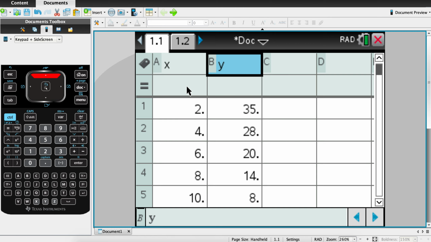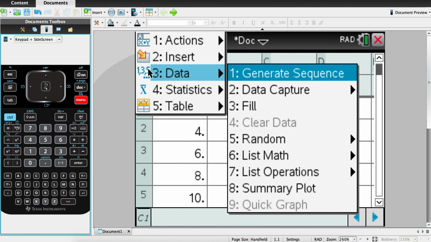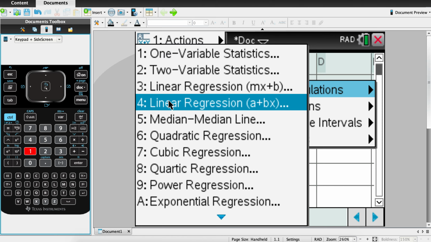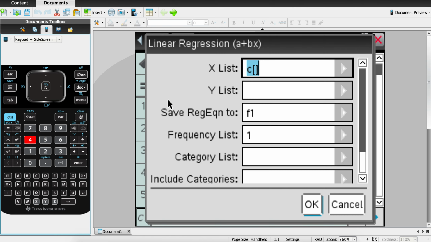Sometimes it's other labels, so it may not be X and Y, so you need to pick a label. Just make sure you know which is your EV and which is your RV. That's very important. When you're ready, we'll press menu, and it's actually the same set of buttons we pressed when we found R, so when we found Pearson's correlation coefficient. So go statistics, then number 1, stat calculations, and then you're going to press number 4, which is linear regression. So menu 414 is the fastest way if you can memorize those steps.